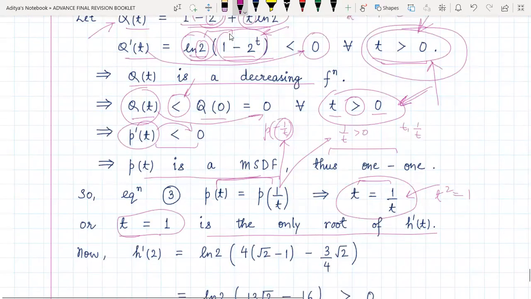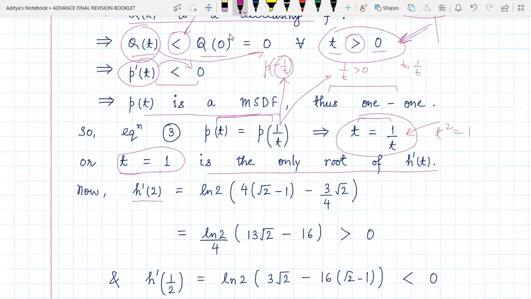And now what we are going to do is find h prime 2. Why are we finding h prime 2? So look, when we are going to draw the sign scheme of h prime, we know that it has only one root, which is 1, right? So between 0 and 1, we'll try to find its sign anywhere. And from 1 to infinity, we'll try to find its sign somewhere, right? Whatever sign comes at that point will remain throughout the interval, because that is the method of critical points, right?